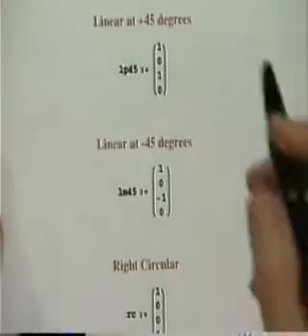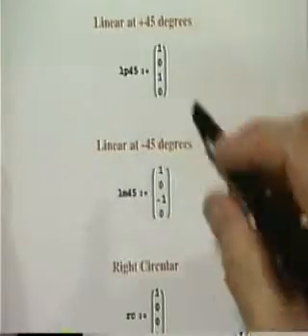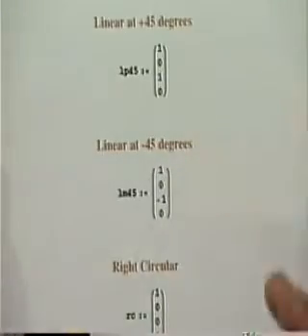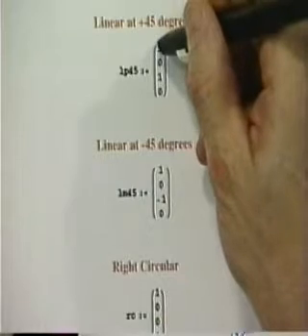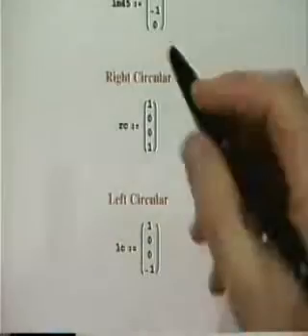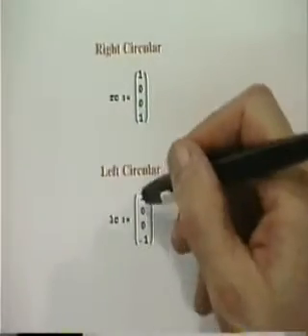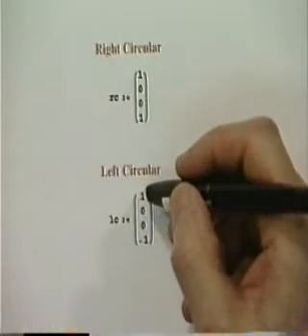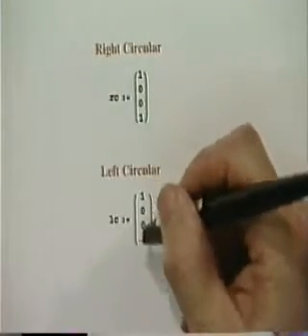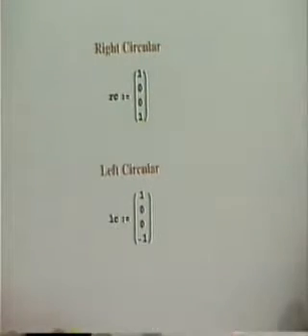If we have then linear at 45 degrees, that would turn out to be 1, 0, 1, 0. Minus 45 degrees is 1, 0, minus 1, 0. So all these have 1 at the beginning because that's what the total amount of light is normalized to. Right circular, 1, 0, 0, 1. Left circular, if you play with the equations, you'll see that that's equal to 1, 0, 0, minus 1. So those are the Stokes vectors here.